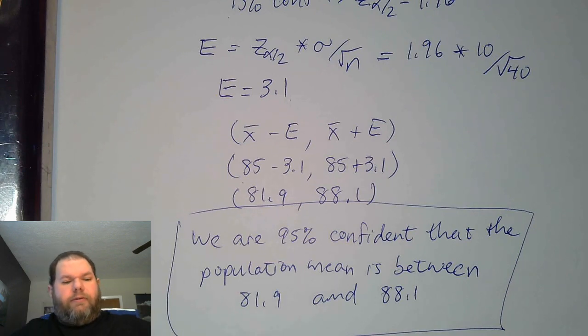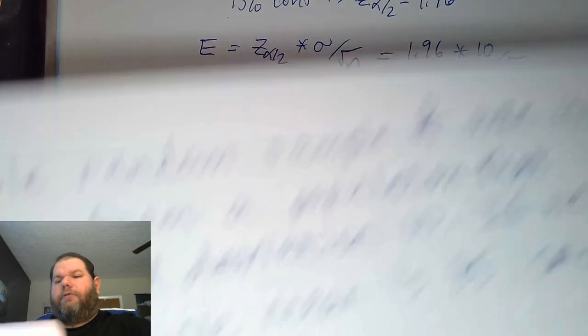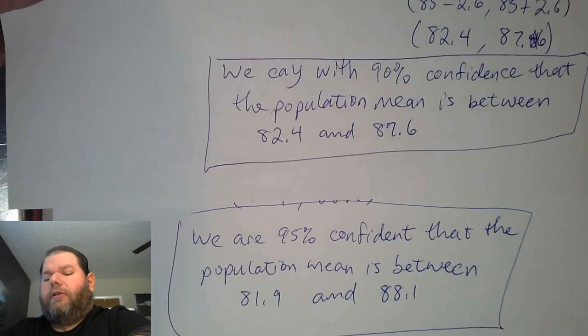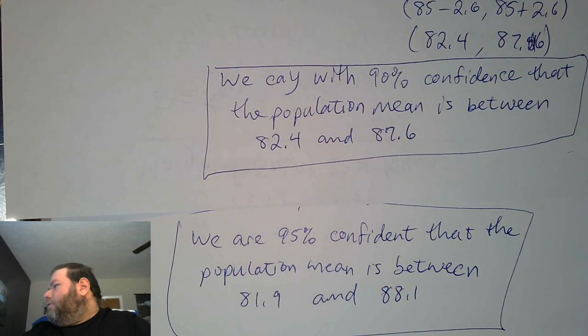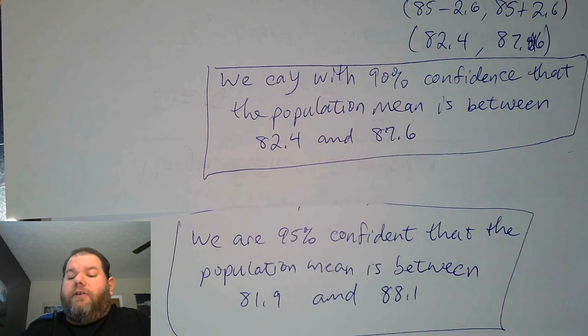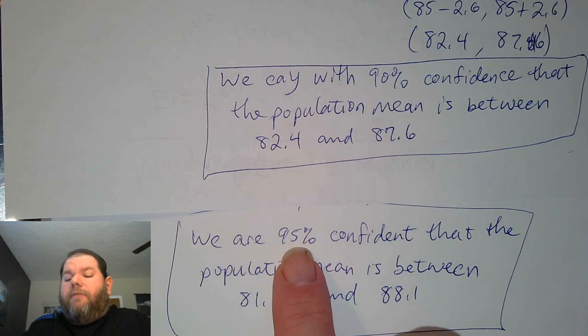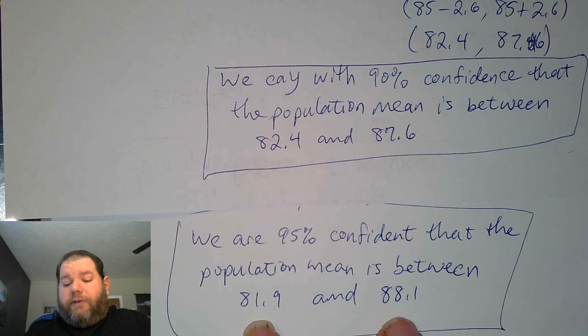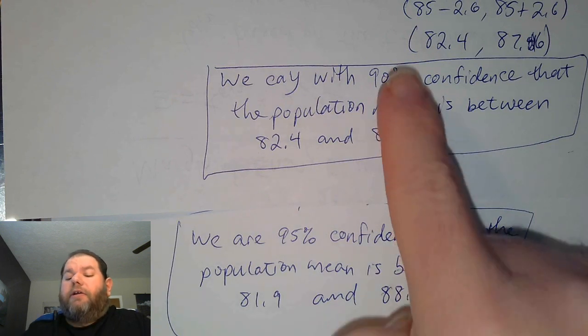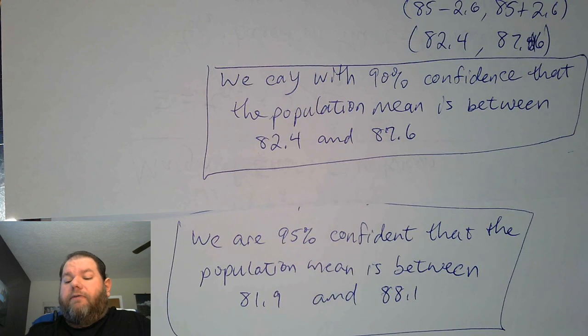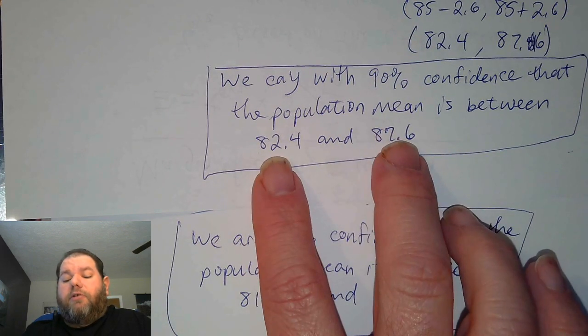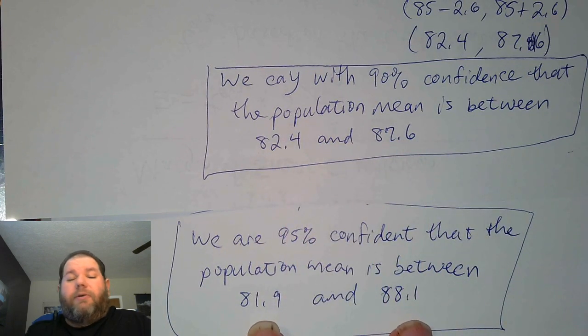Now, let's look at those two summary sentences we just wrote. This one and that one. With 90% confidence, we said it was between these two values. And with 95% confidence, we said it was between these two values. That means that by increasing the level of confidence from 90 to 95, we went from two numbers that were closer together to two numbers that are further apart.